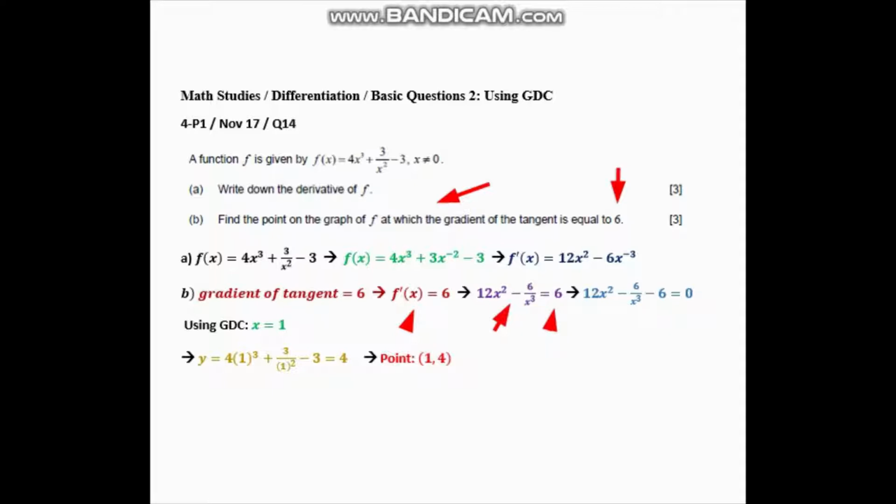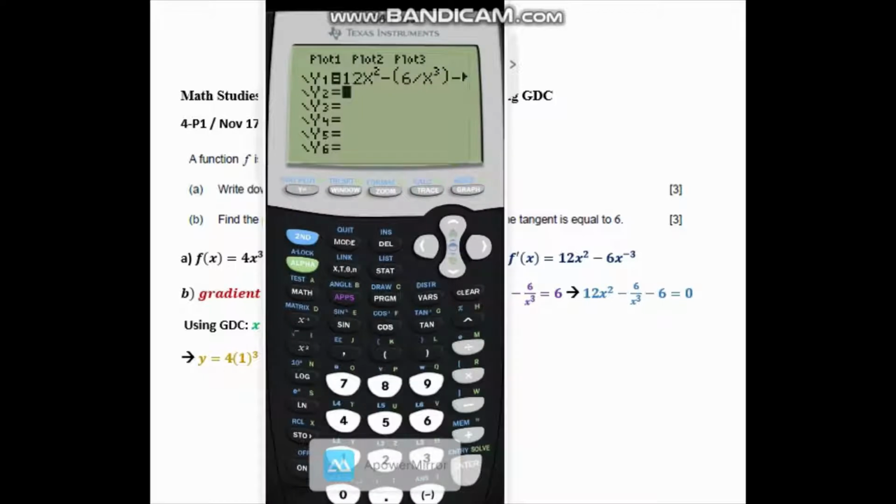I shall use the GDC to solve this equation as I've done previously, and we said that you have to set it to 0. So I shall take this 6 to the left hand side, but I shall turn it into a negative 6, and I shall write this blue equation on my GDC and attempt to find the zeros. So I've written down the blue equation on the calculator: 12x squared minus 6 over x cubed minus 6. I shall then click on trace.